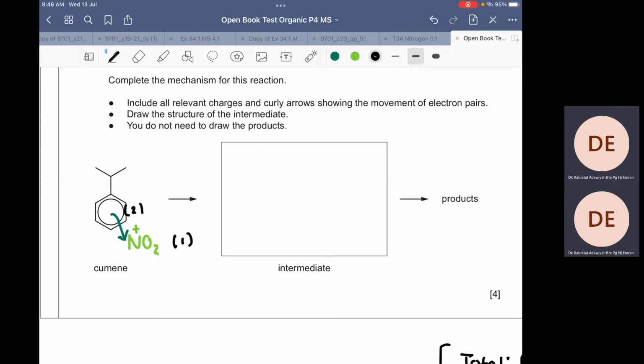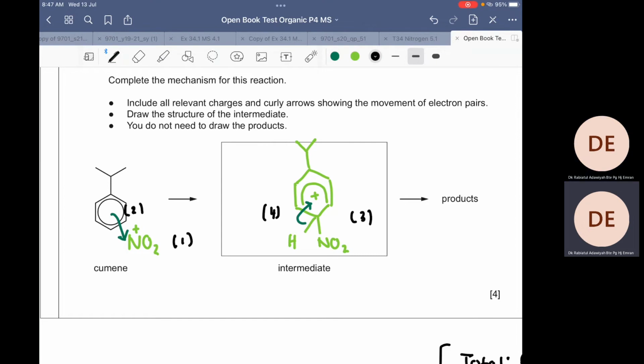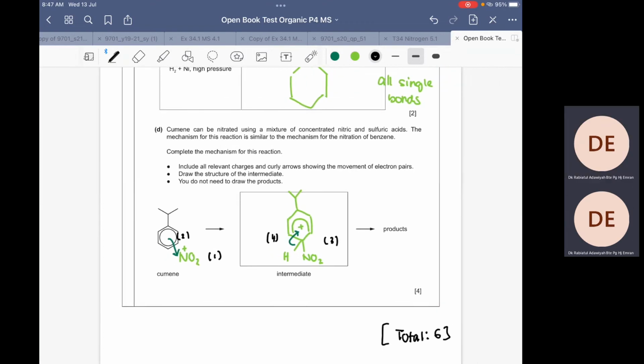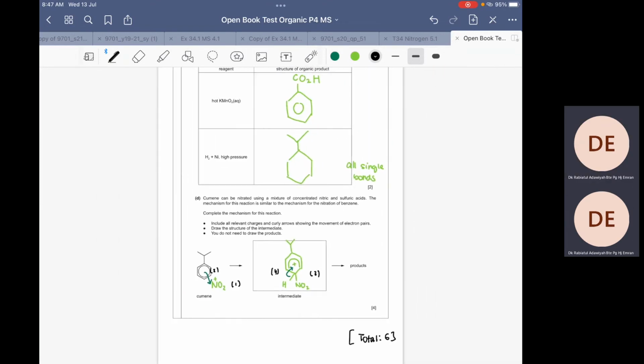The third mark is for drawing the correct intermediate, keeping your alkyl side chain the same. Make sure your friend doesn't leave that out. So I'm just going to write down my NO2 here, and I have a broken delocalization. If your friend has this correct intermediate, that's the third mark. The fourth mark is for drawing out the carbon-hydrogen bond, and the arrow from the carbon-hydrogen bond back to the ring is the fourth mark. So in total, for this page, there are 6 marks.